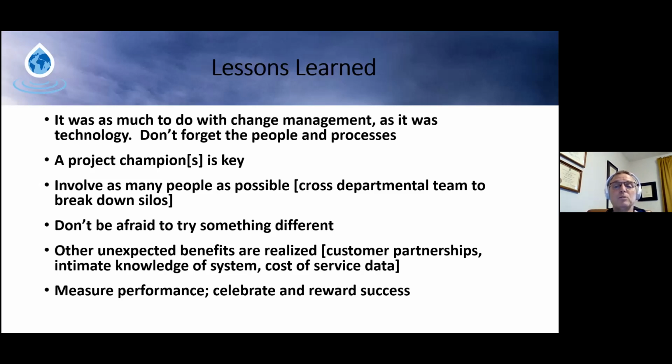Always involve as many people as possible. I know that's challenging sometimes. It's both the blessing and the curse of water loss control. Believe it or not, it's important to get cross-departmental teams involved. Get your meter department, get your treatment plant people involved, get your finance people, your distribution system. Everybody needs to be involved, which also makes it challenging because there's a lot of coordination to do. But you can do it.